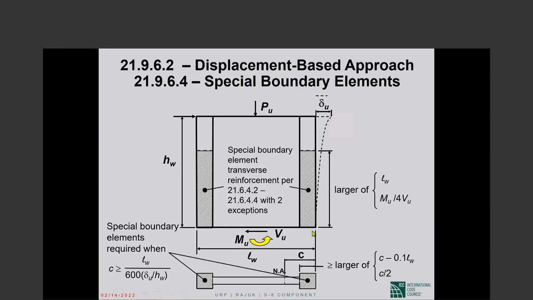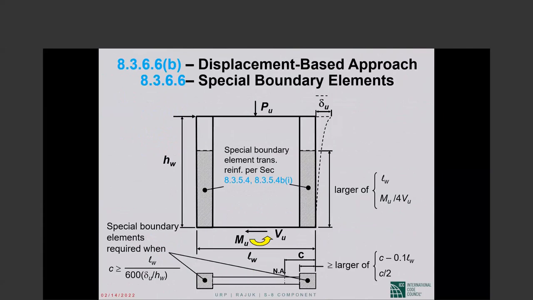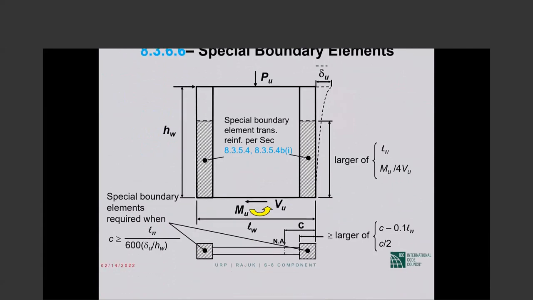Along the height of the shear wall, you shall specially confine either L sub W, a height equal to the length of the shear wall, or the factored bending moment at the base divided by 4 times the factored shear at the base, whichever again is the larger of the two. Okay, so this is the entire summary of the displacement-based approach. These are all 318-08 section numbers on this figure. These are the BNBC 2020 section numbers. Same figure, nothing changes except the section numbers are BNBC section numbers.